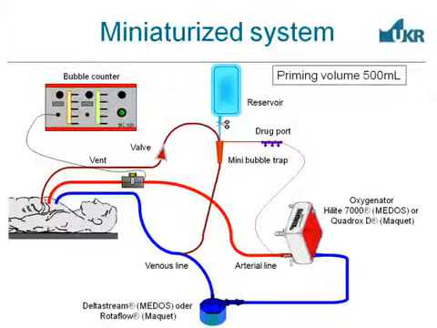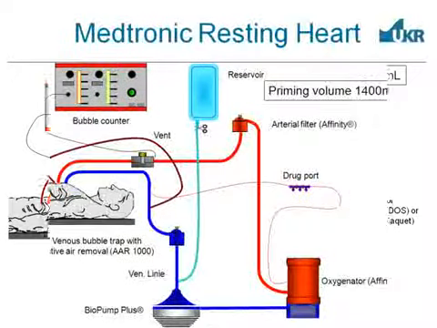Our miniaturized system, where the blood goes through the venous line to a pump, which is mainly the Rotaflow but also a Deltastream, and via the Quadrox or Hilite back to the patient, has a priming volume of only 500 ml, which is quite low.